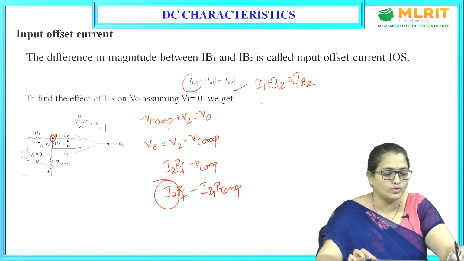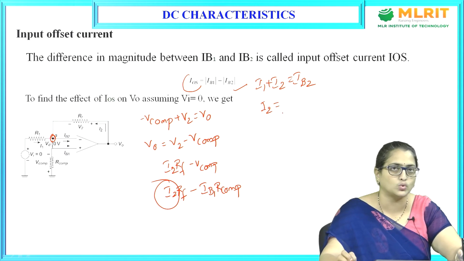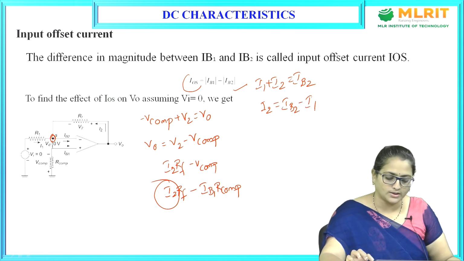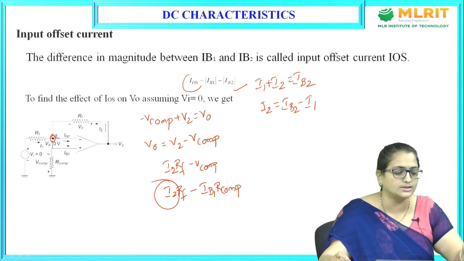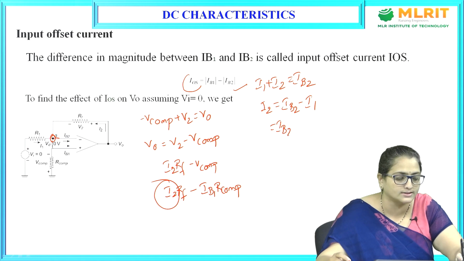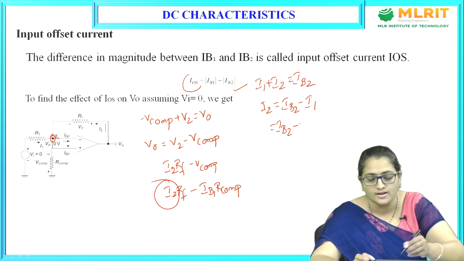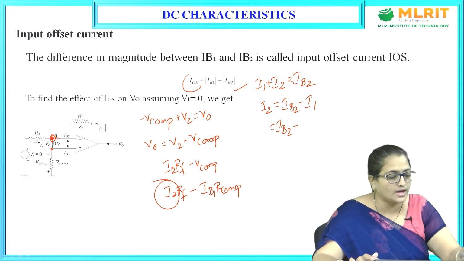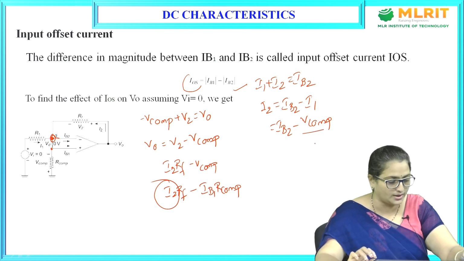You can write, we want I2. So, from this equation, I2 is equal to IB2 minus I1. What is IB2 here? IB2 is the current which is flowing through the inverting terminal. So, you can keep IB2 as it is, and I1 can be given as V compensator by R1, as the voltage across this is V compensator because of the virtual ground concept. We can assume V compensator here also. So, I1 can be given as V compensator divided by R1.